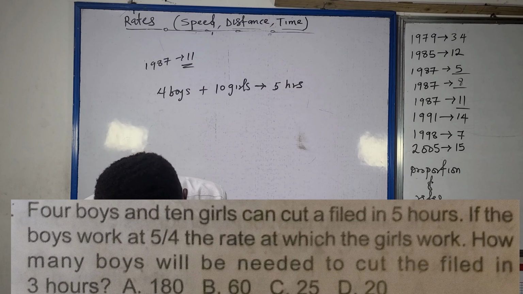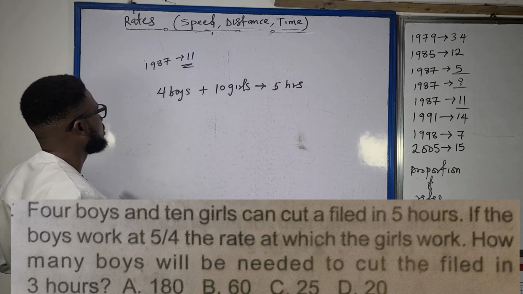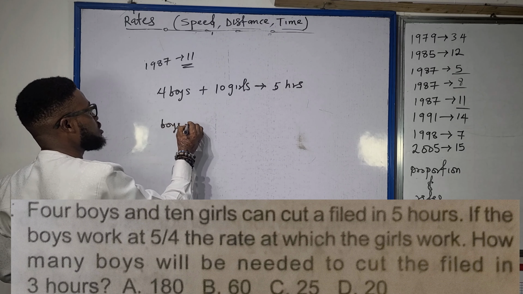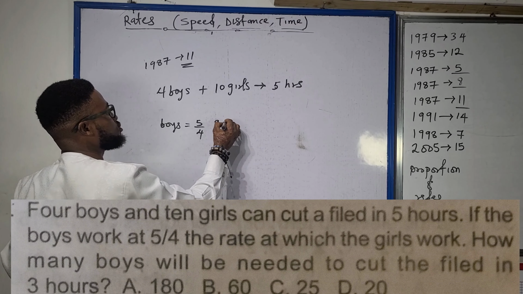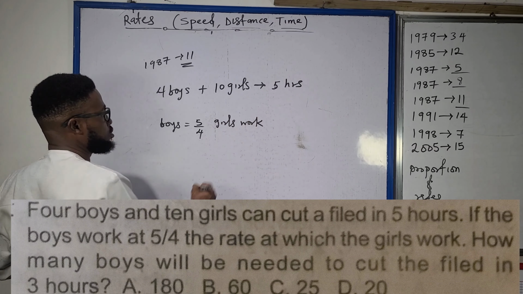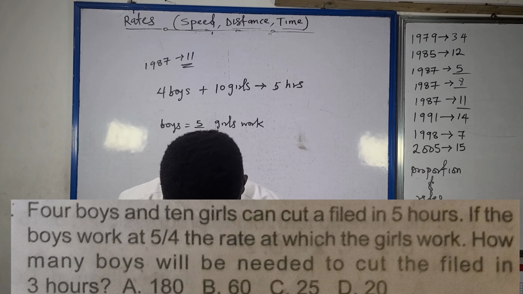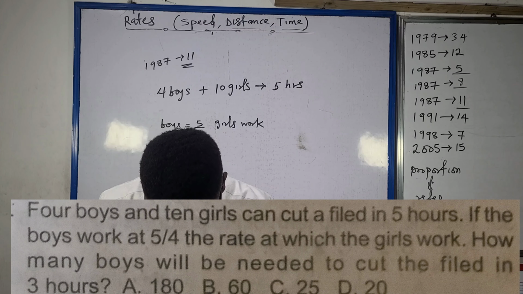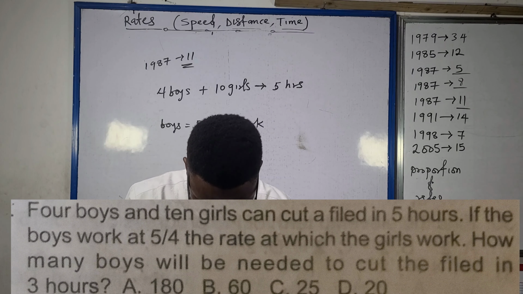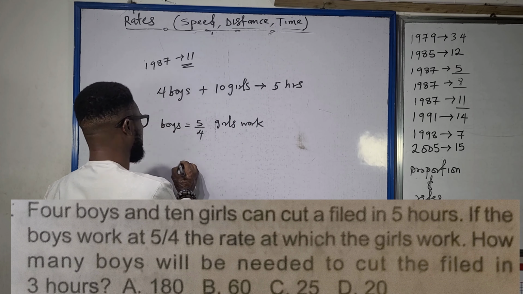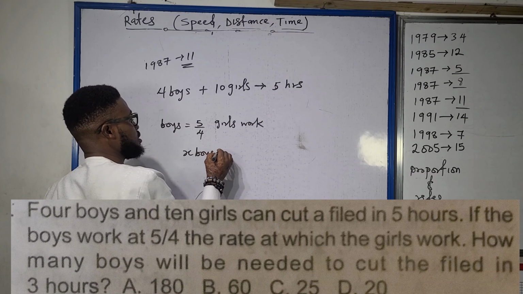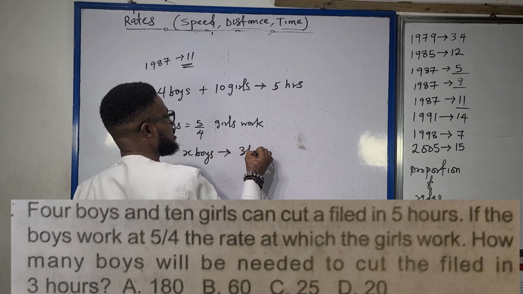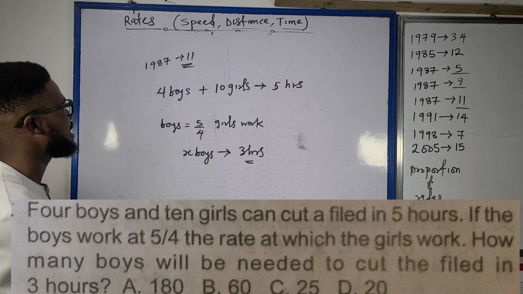Okay, if the boys work at 5/4 the rate at which the girls work, so boys equals 5/4 the rate at which the girls work. Okay, how many boys will be needed to cut the field in 3 hours? So if we're looking for how many boys, let's say X boys, how many boys can cut this field in 3 hours? Now this is a proper question.